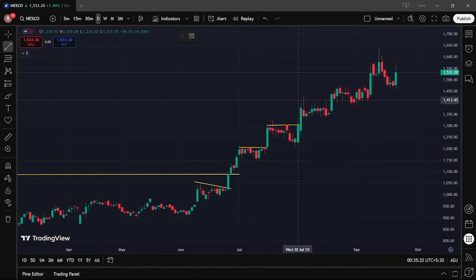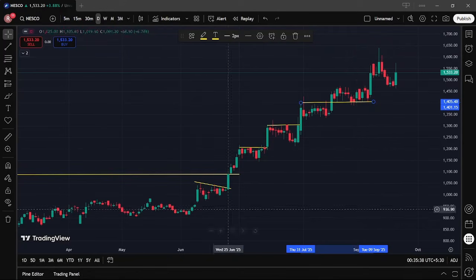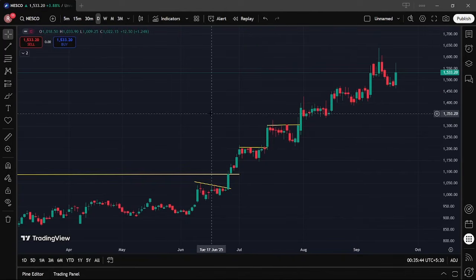Again, it got consolidated. This time it was a bit on the longer side, and it was a little bit choppy, but then it gave a good move. So this is how a structure works. This is how you should define your entry exits and manage your risk better.